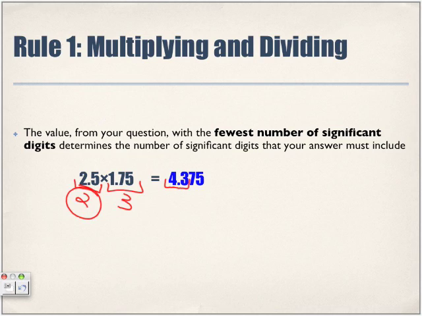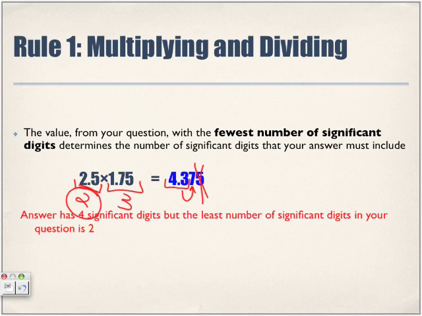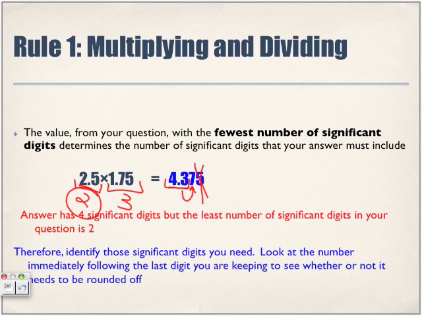So I want the 4.3, but I don't jump to saying 4.3. I must look at the immediate number after it. I don't care about the one after that. It's only the one number immediately following the last number I'm keeping. So the answer has 4 significant digits, but the least number of significant digits in my question is 2. So we're going to look at the one immediately following.